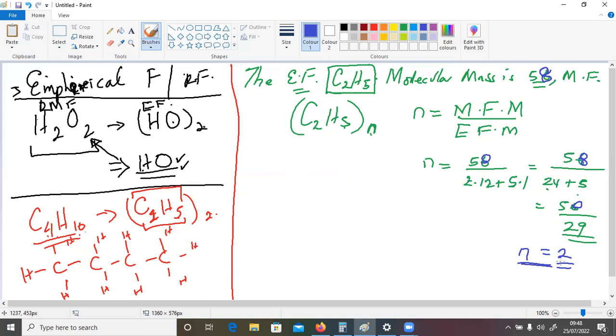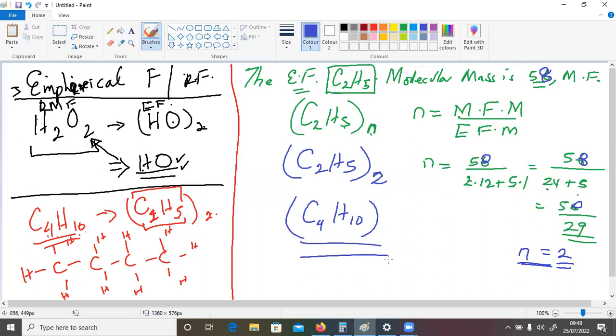So I'll find that my n becomes 2. So my formula now becomes C2H5, and then I need to multiply it with my n, which is 2. Opening up the bracket, it becomes C4H10. Okay, in such a manner, you have your solution in there.